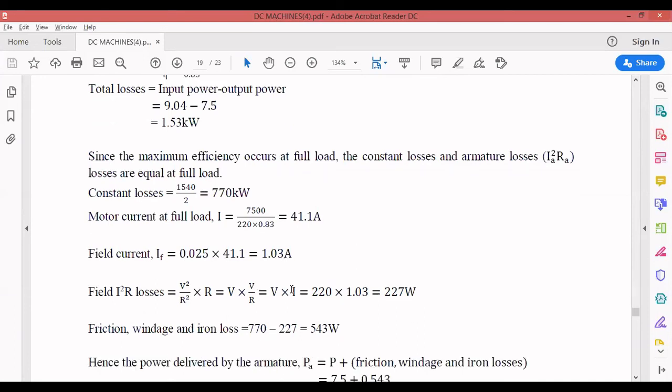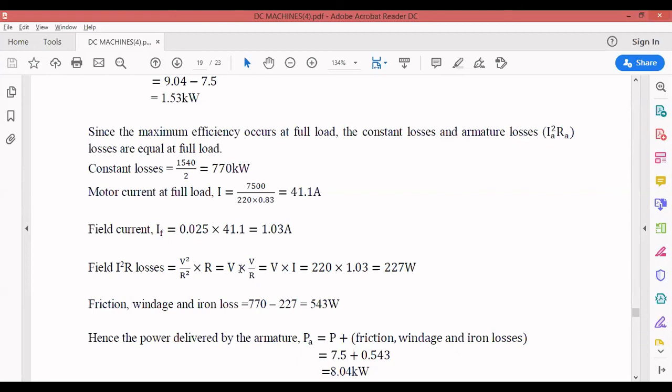I square R loss can be, with some approximation I've done here, written as I square R. I square can be written as V square by R square. So one R gets cancelled, and this becomes V into V by R. Once again, V by R can be written as I. So finally, you can write V into I. So the field I square R losses can be written as V into I, 220 volts into 1.03, the field current here.